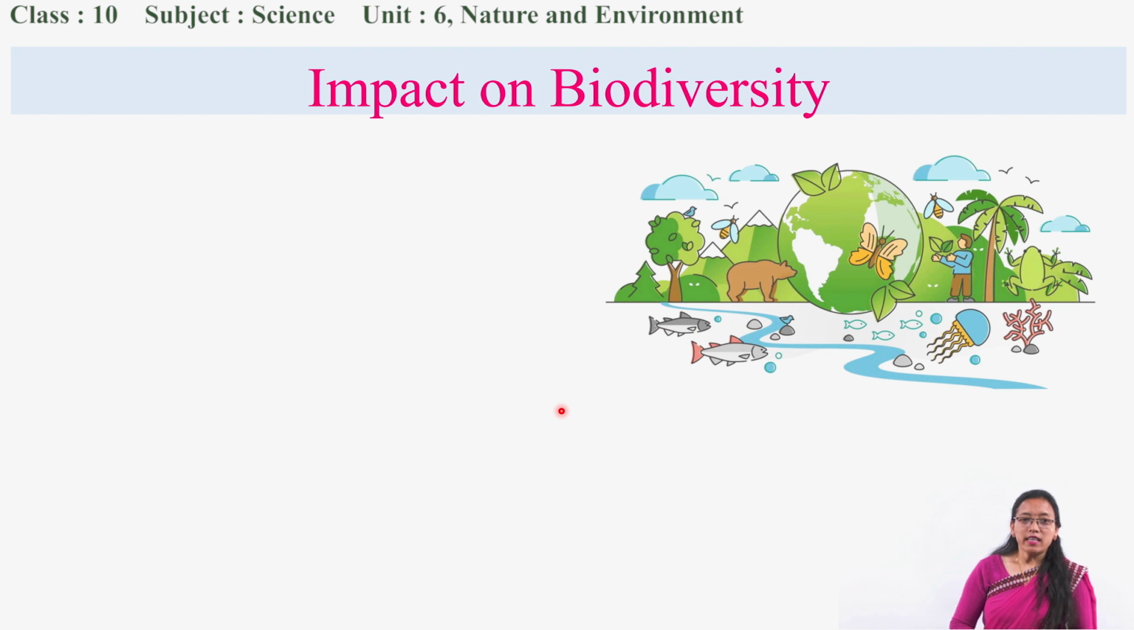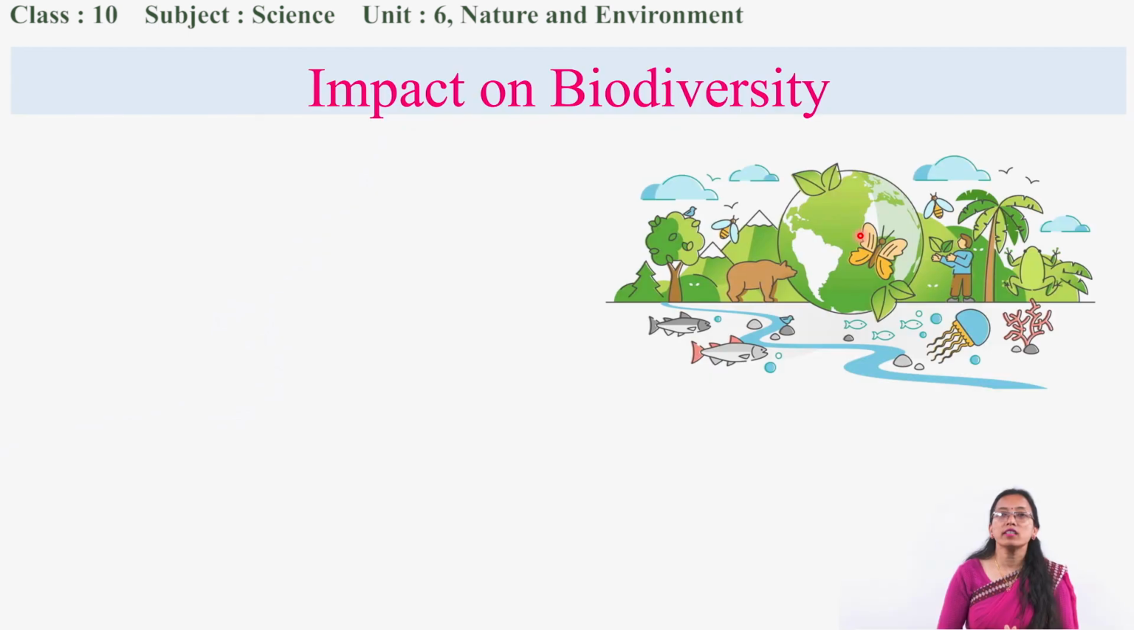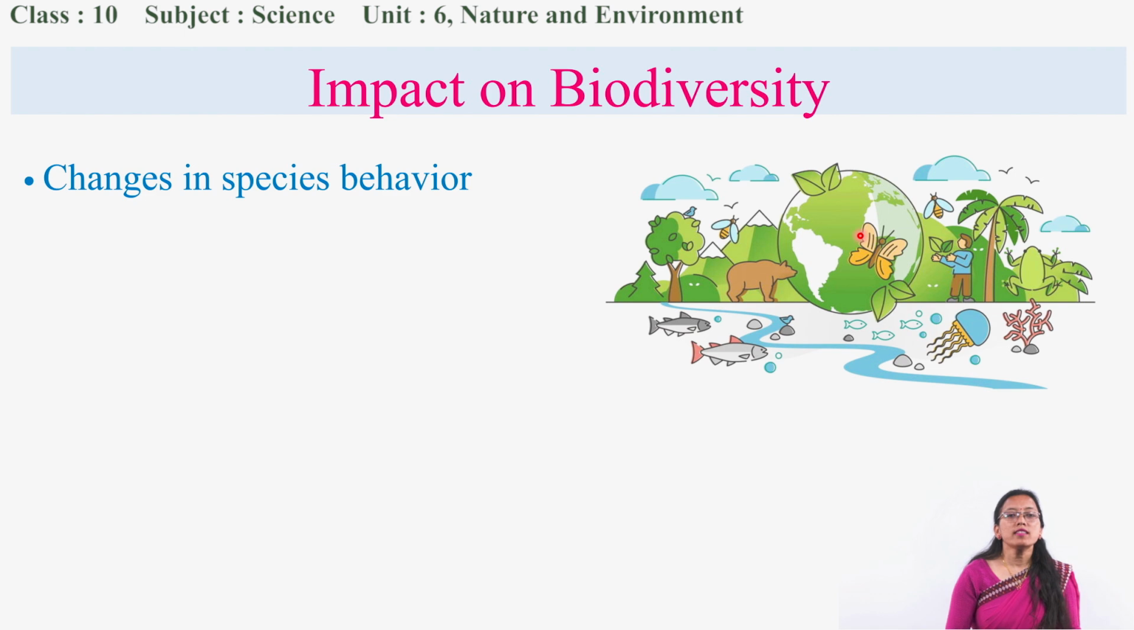Another impact of climate change is the impact on biodiversity. We already know about biodiversity. What is biodiversity? The different kinds of organisms found in a particular region with specific characteristics, that is biodiversity. But how is it affected by climate change? There is a change in species behavior. Some species become extinct and some new species may arise due to this change in the environment.